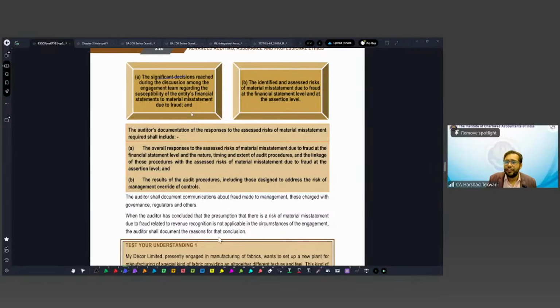For example, significant decisions, identify and assess risk of material misstatement, what is the overall response to the assessed risk, nature, timing, and extent of audit procedures, result of the audit procedures with respect to the management override of control, management communications that you are doing with management. If you are saying that the presumption that the risk of material misstatement due to fraud related to revenue recognition is not applicable, then the circumstances and the reasons that we already discussed, reasons for why not applicable. So these are certain documentation requirements.